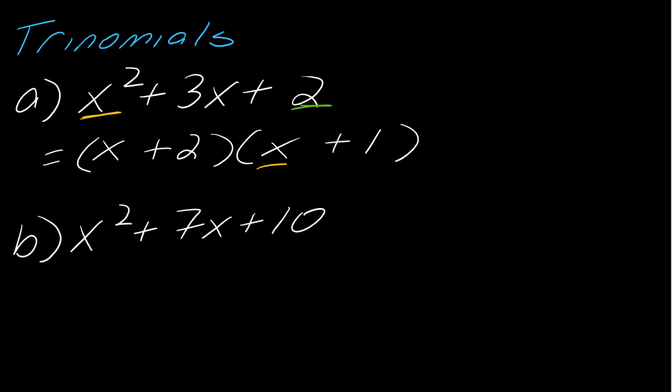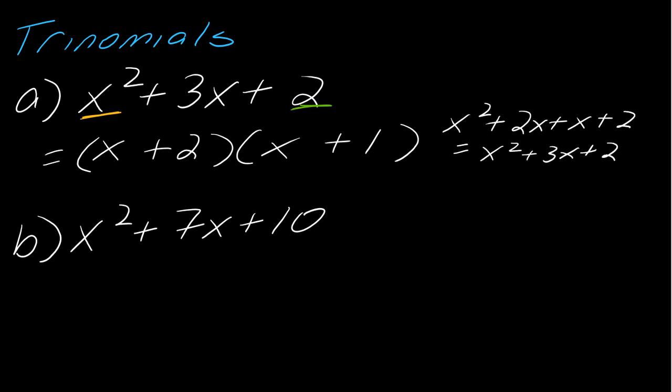If you're really not sure when you're working with something, you can always just take a moment to multiply this whole thing back together. So this would be x times x is x squared, 2 times x is 2x, 1 times x is x, and 1 times 2 is 2, and then I see I get x squared plus 3x plus 2. So you can always just take a second to multiply this back out and see if you get this, and then you'll be good to go.